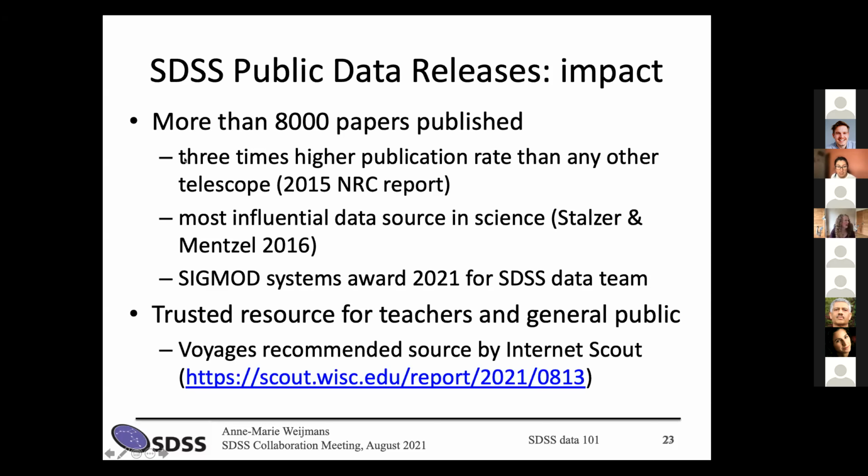We are also known in the community for having a good way to make data publicly available. Other surveys come to us to ask how we've done that. And very recently, we also got an award from SIGMOD for the systems that were developed for SDSS. Also, coming back to Niall's talk, we are a very reliable source for EPO. I want to highlight that just last week, the Voyages webpage was recommended by Internet Scout, and I have a link there if you want to know more.